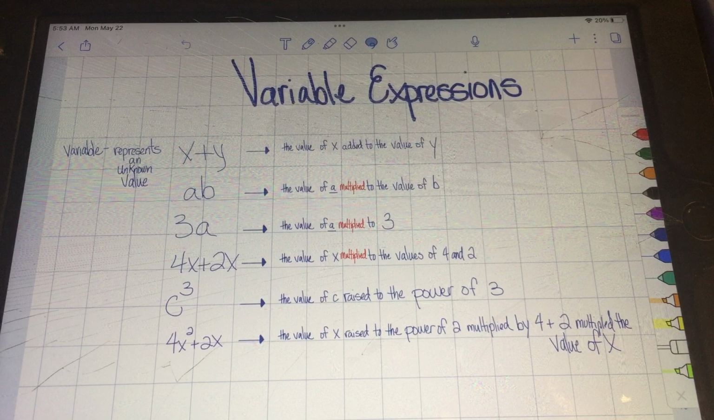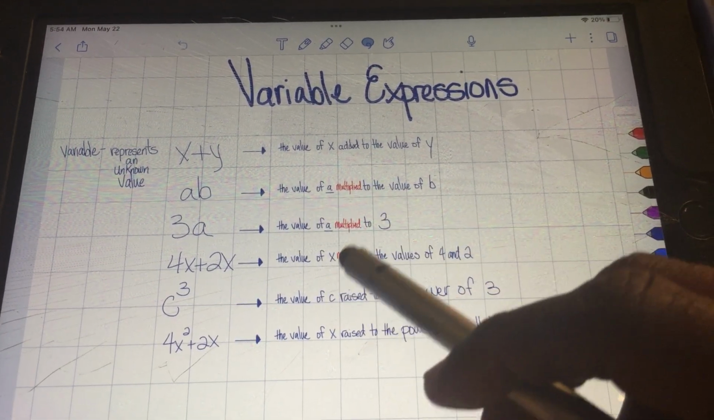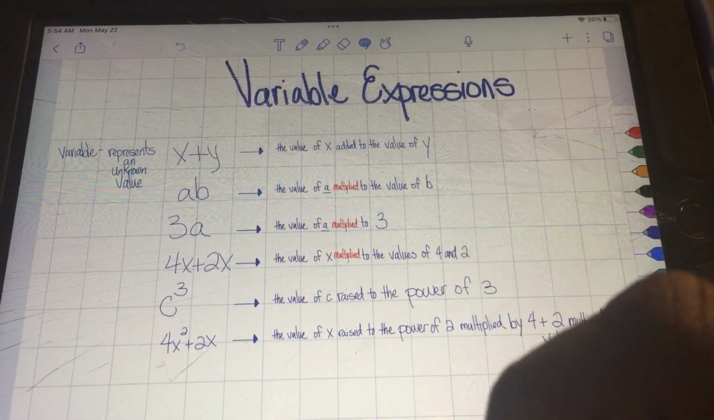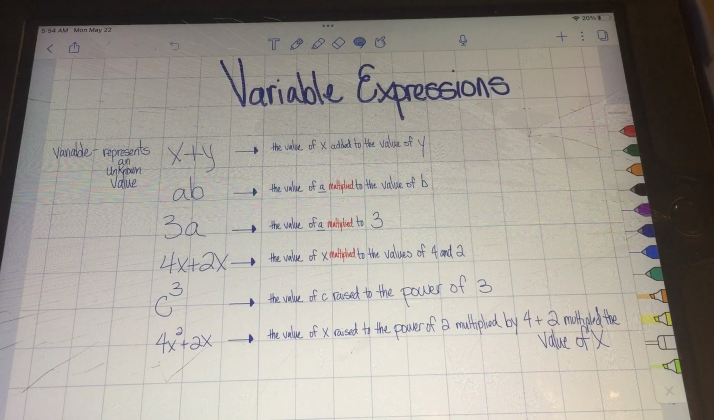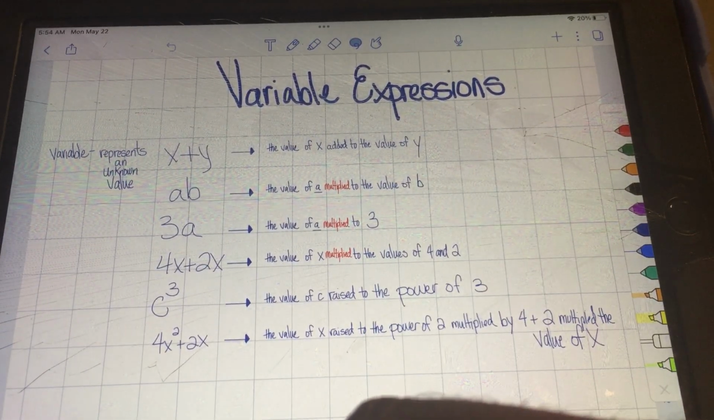And then in our fourth expression, we have 4 being multiplied by an unknown value of x. And then we would add that to 2, which is being multiplied by an unknown value of x as well. The value of x will be multiplied to the values of both 4 and 2. That would give us our simplified value when we add them together.